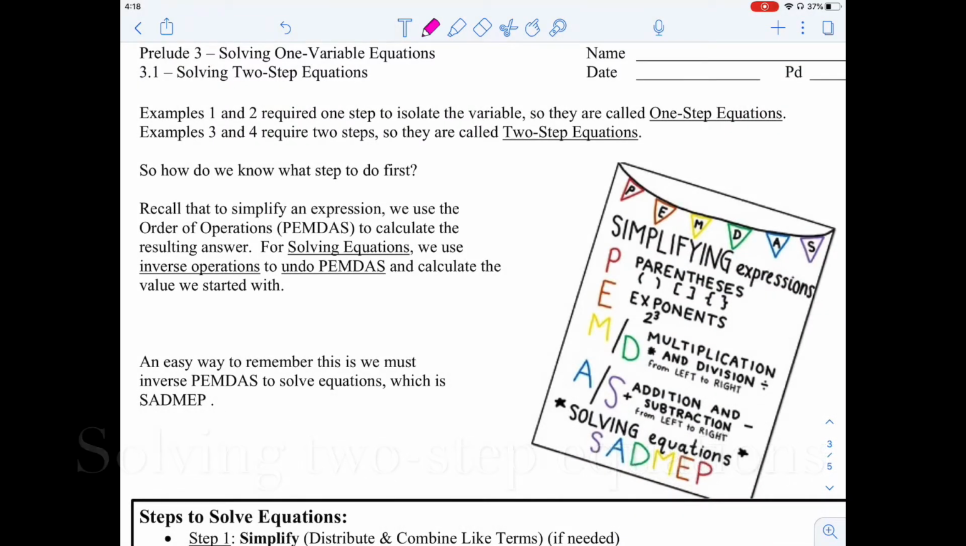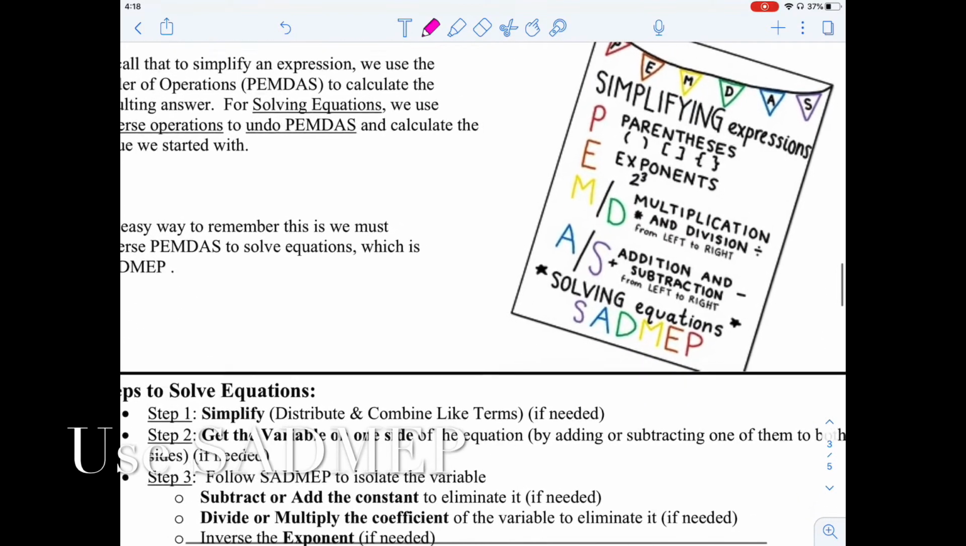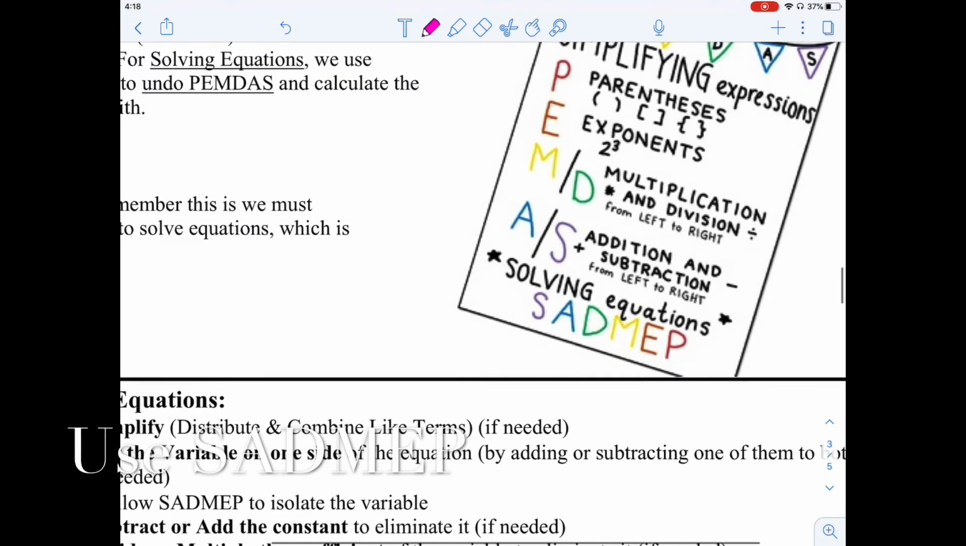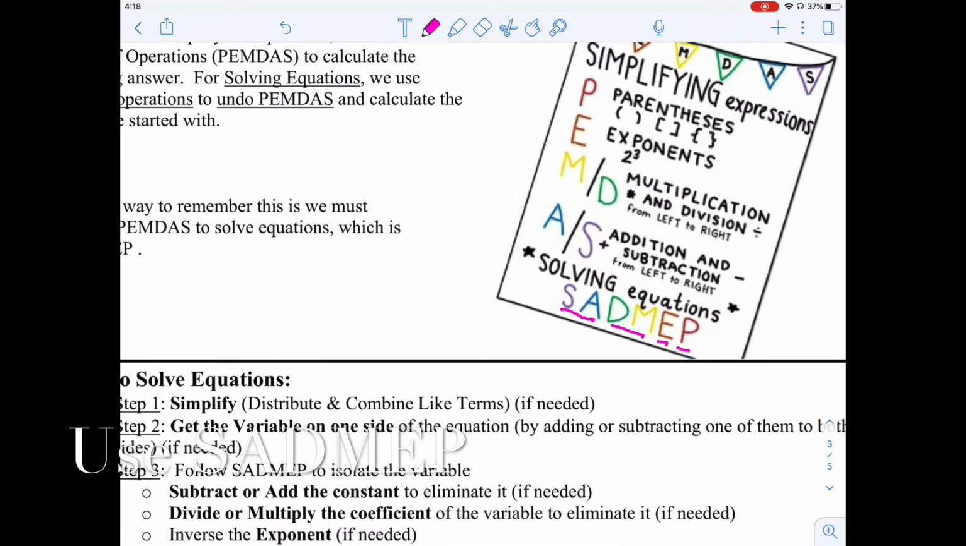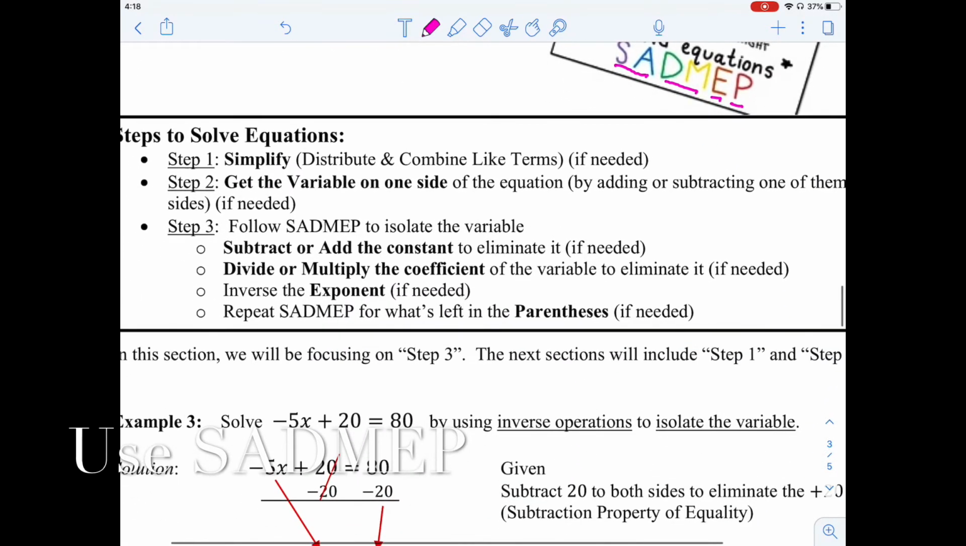Okay, so in solving two-step equations, we are going backwards. With order of operations, we do PEMDAS. Solving equations, we just go backwards, right? Which is SADMAP. So SADMAP is solving equations, we're going backwards. Subtract and add first if you can, divide and multiply, then we do our exponents, and then parentheses. You're just going backwards, PEMDAS, right?